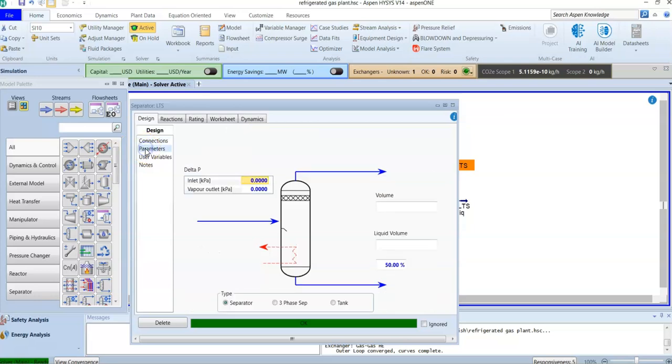And if we check the parameters over here, it's a two-phase separator, and you can add a delta P if you have information, the vapor outlet delta P or pressure. This is the volume of this one. It's really important if we are dealing with a dynamic simulation. It's really important to know how to calculate or size your separator. And we have the percent of the liquid over here.